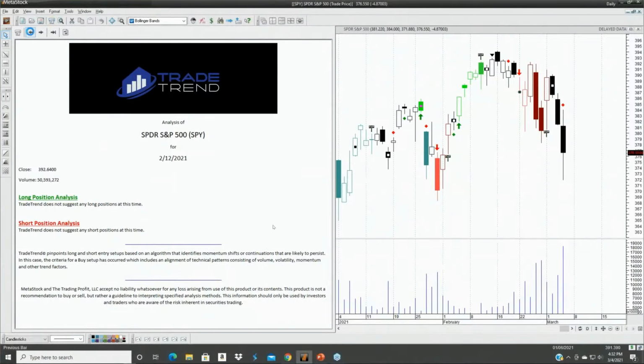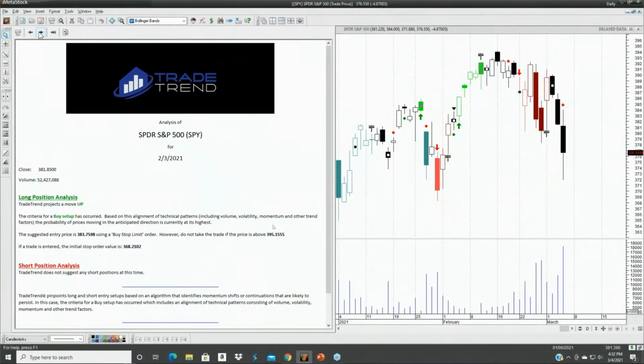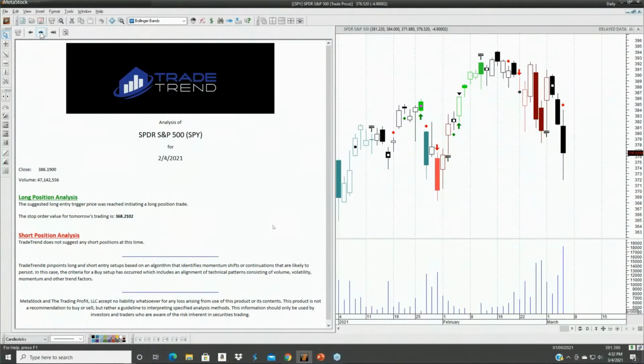Oops, let me go back, day by day. So all we really need to do if we're trading off the daily chart is just, at the end of the day, go and see what's going on with our trade. Well, we see on the next day, February 4th, that the suggested long entry price was triggered. We're in a long trade, and there's the stop value.